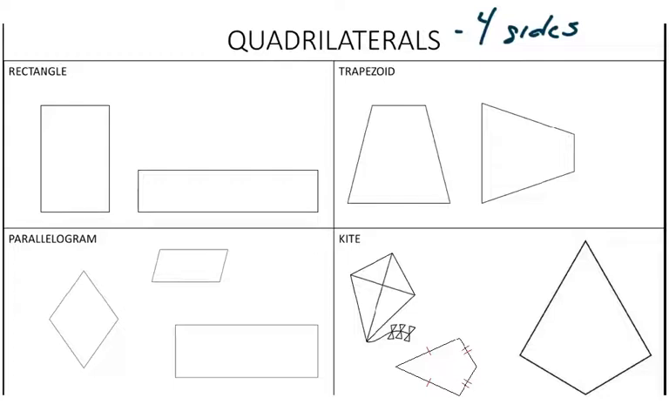And as I said in the video before, there are many different types of quadrilaterals. We're going to take a look at four of them: a rectangle, a trapezoid, a parallelogram, and a kite. Okay, so the first thing we're going to take a look at right here is a rectangle. Now, rectangle, the definition for rectangle would be any quadrilateral that has four right angles.